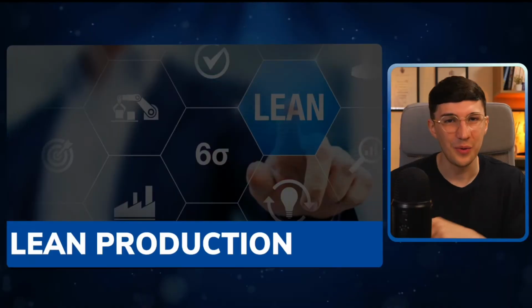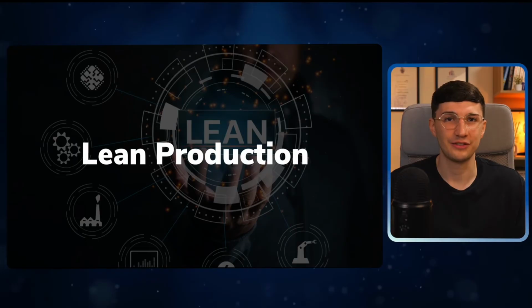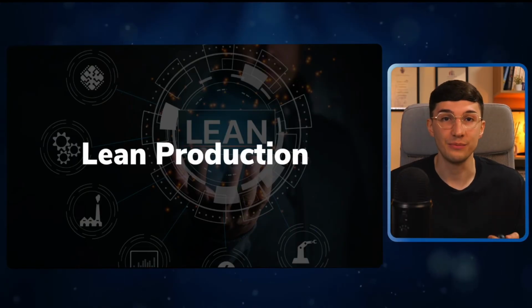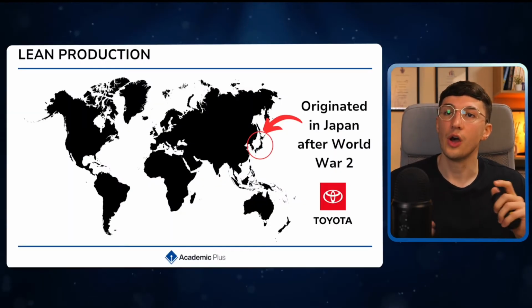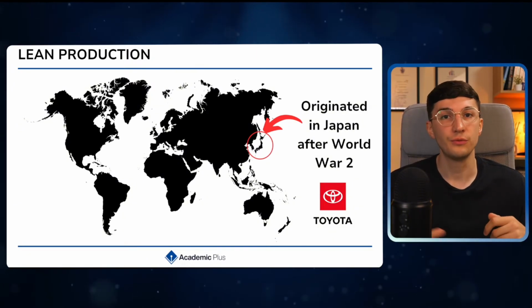The next topic that we're going to go through in this revision video will be about lean production. Now, I want to give you a bit of a history lesson of where lean production actually came from. Now, lean production originated in Japan after World War II. And it originated from Toyota.